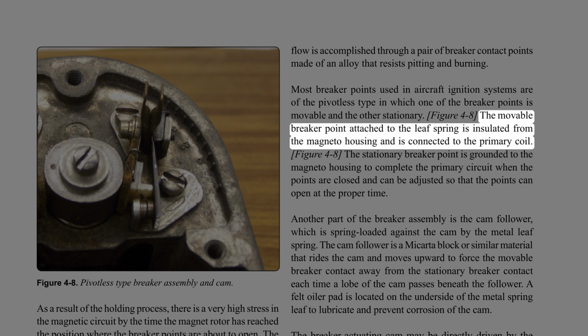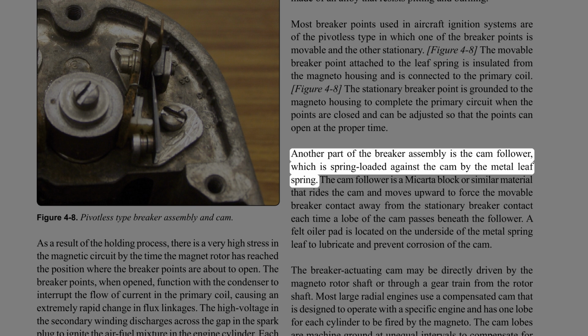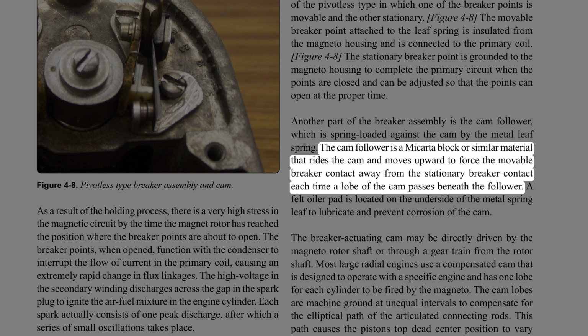The movable breaker point attached to the leaf spring is insulated from the magneto housing and is connected to the primary coil. The stationary breaker point is grounded to the magneto housing to complete the primary circuit when the points are closed and can be adjusted so that the points can open at the proper time. Another part of the breaker assembly is the cam follower, which is spring-loaded against the cam by the metal leaf spring. The cam follower is a micarta block or similar material that rides the cam and moves upward to force the movable breaker contact away from the stationary breaker contact each time a lobe of the cam passes beneath the follower.